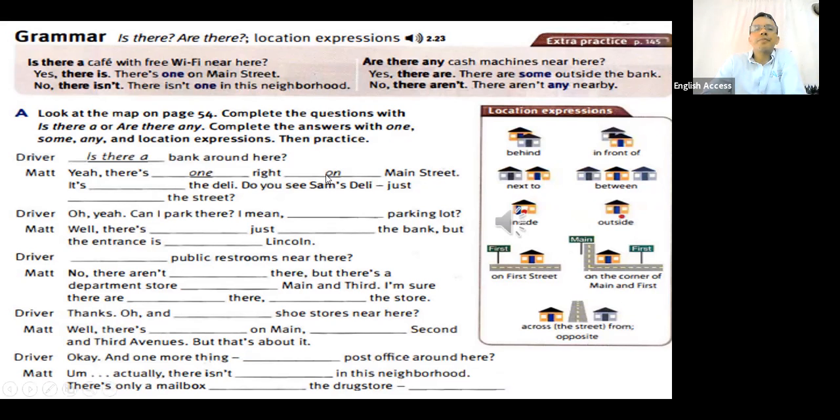Okay, please remember to repeat after each sentence. One more time. Repeat. Page 55.